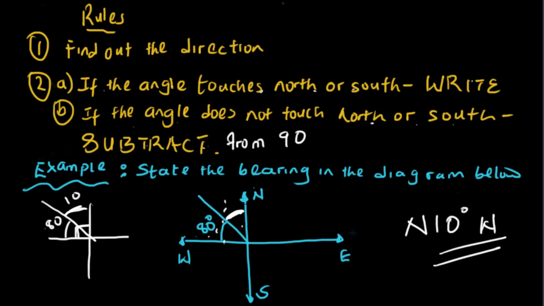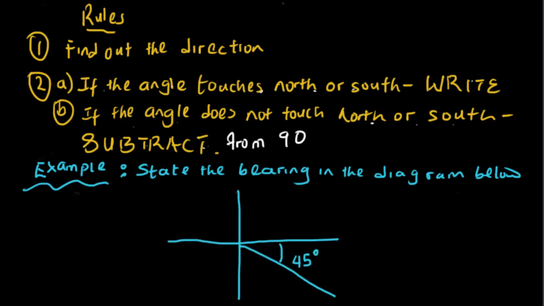If the angle is touching north or south, right? If it's not touching north or south, subtract from 90. Does that make sense? Let's take another example. So we have state the bearing. Now the first thing we want to do is to put the various directions: north, down south, right east, left west. Now the next thing to do is to find out the direction.